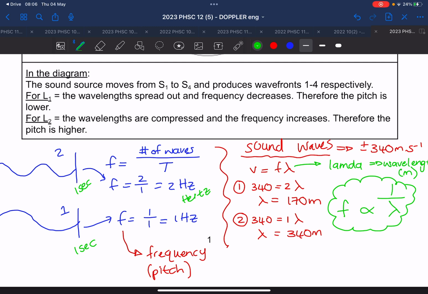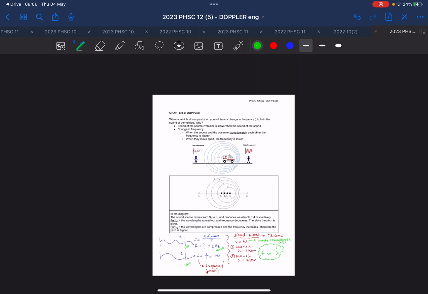Inversely proportional. Right. Are you still with me? Sort of. Okay. Then I'm going to go on there at the top.